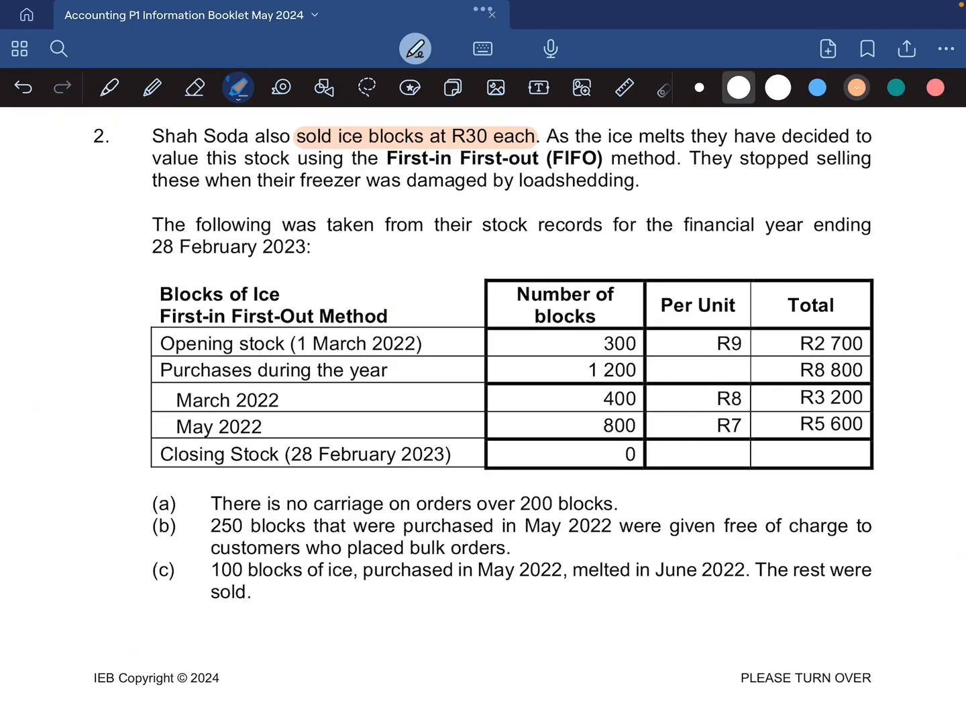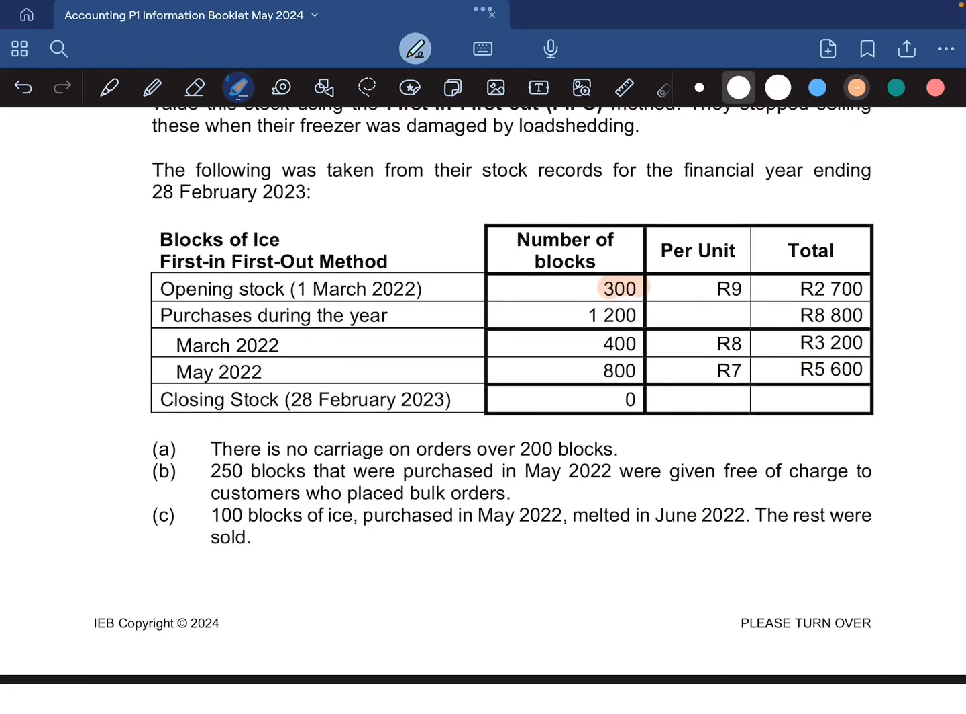As the ice melts, they've decided to value the stock using the first in, first out, FIFO, method. They have stopped selling these when their freezer was damaged by load shedding. And then the following was taken into account from their stock records for the financial year ending 28 Feb 2023. The information that we're given here, the blocks of ice, we know that they use first in, first out. So we have the opening stock on the 1st of March 2022, and we've had 300 blocks, purchases 1,200, and so on and so forth.